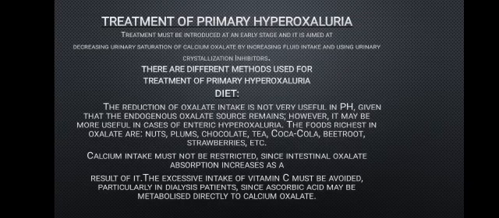Now, going towards diet. The reduction of oxalate intake is not very useful in primary hyperoxaluria, given that the endogenous oxalate source remains. However, it may be more useful in cases of enteric hyperoxaluria. The foods richest in oxalates are nuts, plums, chocolate, tea, Coca-Cola, beetroot, strawberries, etc.